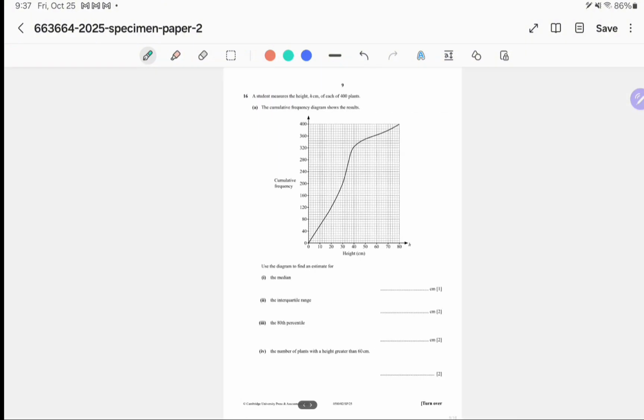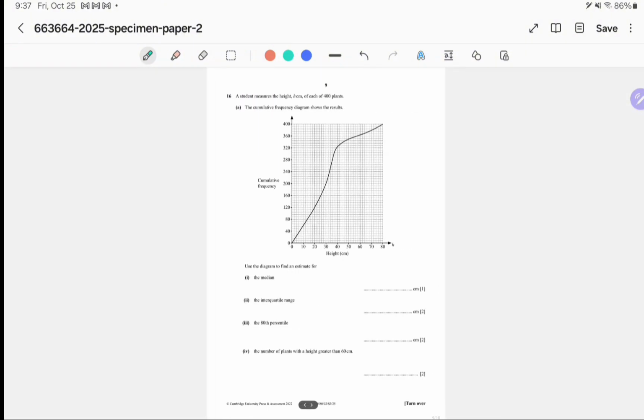Next question, the 16th one. A student measures the height h centimeters of each of 400 plants. The cumulative frequency diagram is shown using the graph. Use the diagram to find an estimate for the median. What is the median? It is 50% of the data. From the cumulative frequency, 400 times 50 divided by 100.